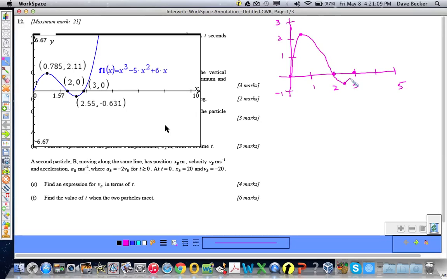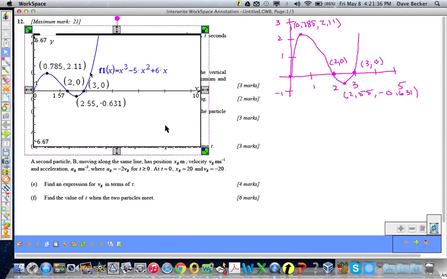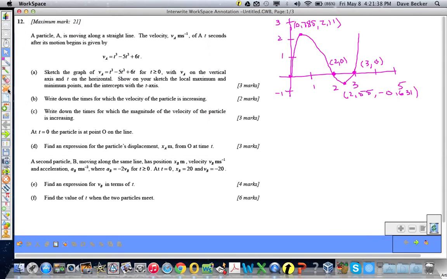And there we go. So we want to label everything: 0.785, 2.11, this is 2, this is 3, and then we have our local min at 2.55, -0.631. And we have started off with a bang. Very simple, very easy. So let's get rid of that and move forward, shall we?